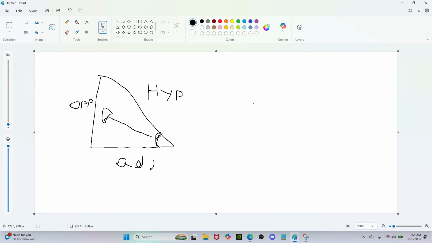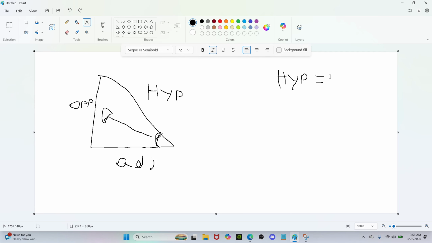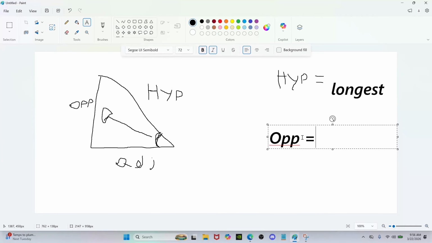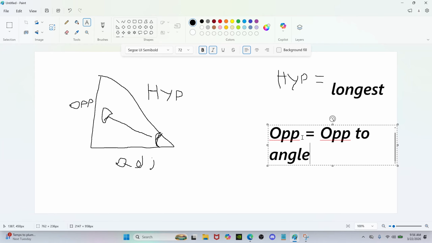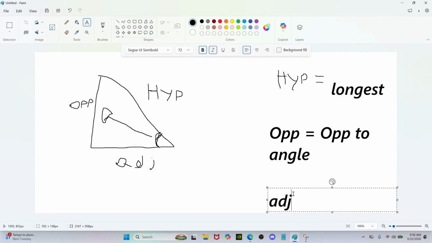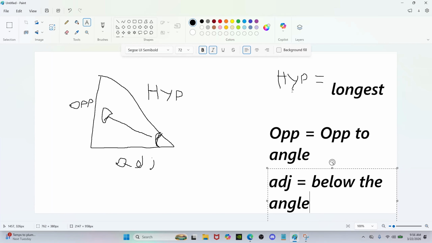So just keep that in mind. Hypotenuse equals longest. Okay. Let's just write this. Longest. And then for the opposite, opposite to angle. And then for the adjacent, it is below the angle. But just keep that in mind. Just like that.